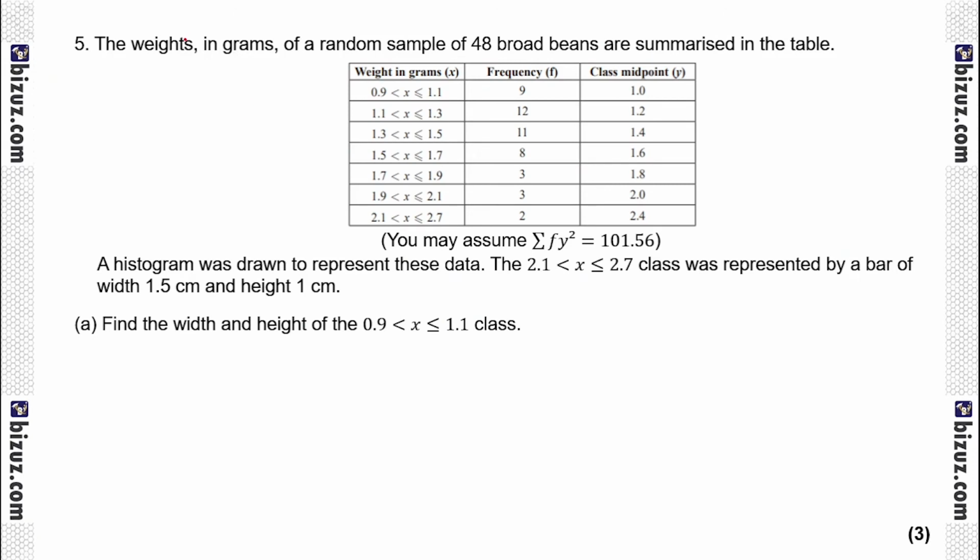Okay, so we're doing question number 5 now. The weights in grams of a random sample of 48 broad beans are summarized in the table. So this is basically a table, and this is how you interpret it. From 0.9 to 1.1 grams, in this range, you have nine broad beans. So 9 broad beans have a weight between 0.9 and 1.1 grams. This is how you interpret the whole table.